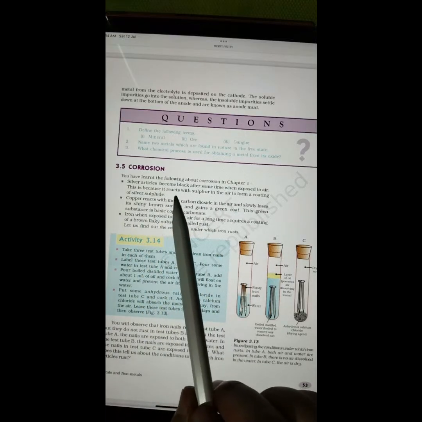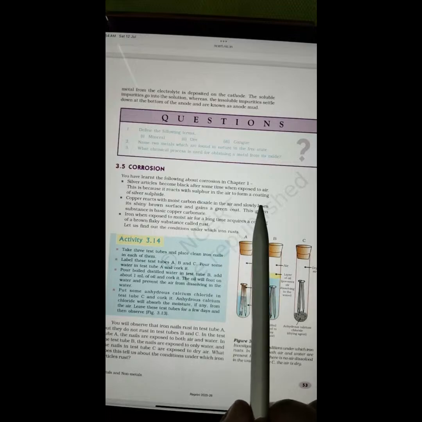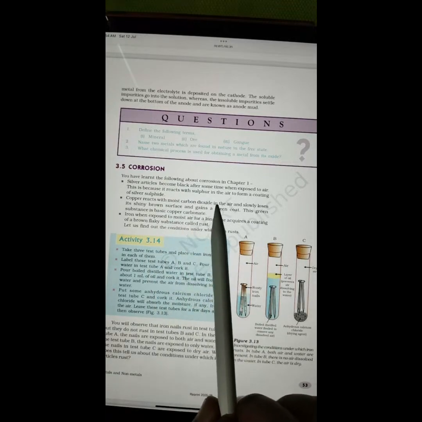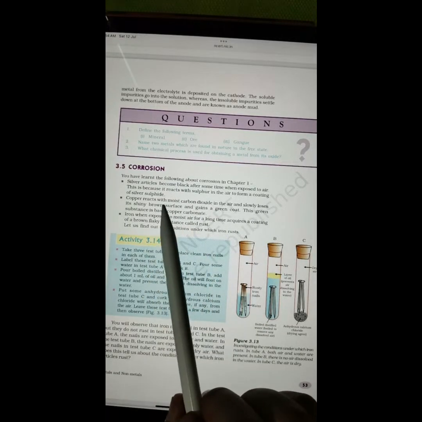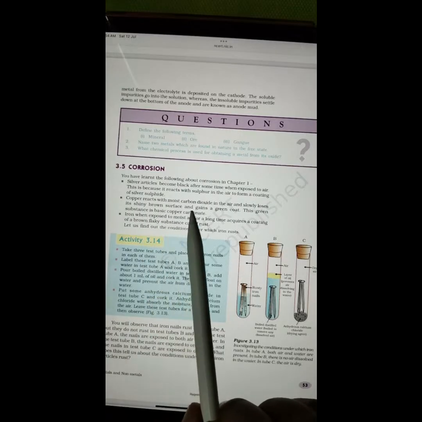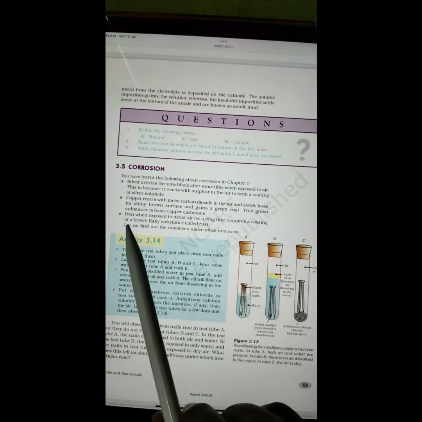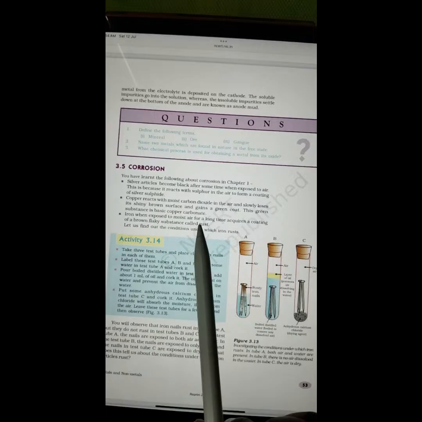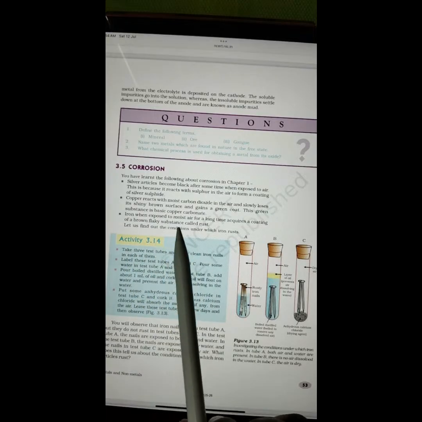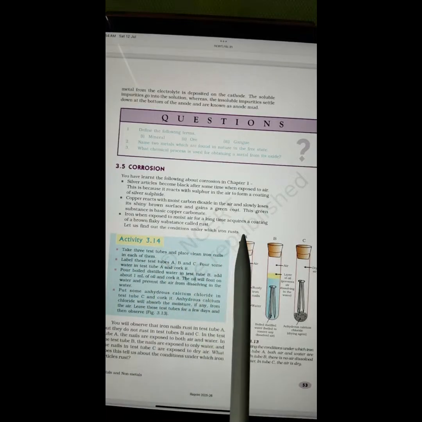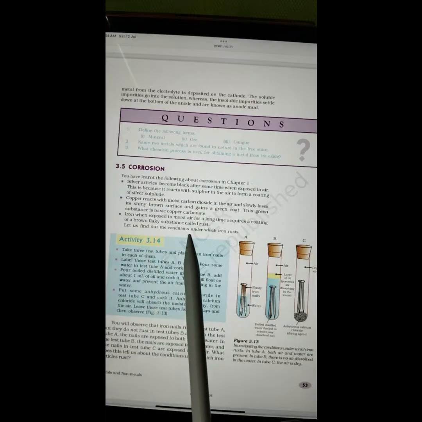3.5 Corrosion. You have learned the following about corrosion in chapter 1. Silver articles become black after some time when exposed to air. This is because it reacts with sulfur in the air to form a coating of silver sulfide. Copper reacts with moist carbon dioxide in the air and slowly loses its shiny brown surface and gains a green coat. This green substance is basic copper carbonate. Iron, when exposed to moist air for a long time, acquires a coating of a brown, flaky substance called rust.